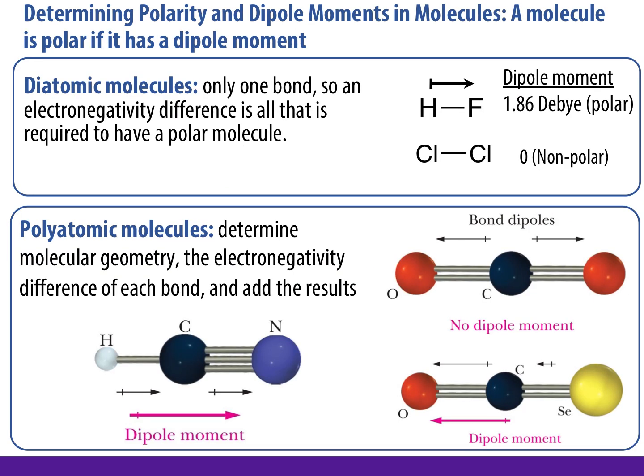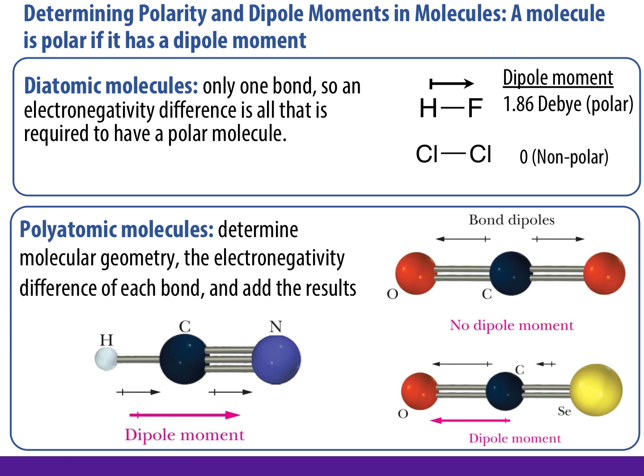If we just have a diatomic molecule, there's only one bond. So if the atoms are of different electronegativity, if we have a polar bond, that will be a polar molecule. HF is polar, with a dipole moment of 1.86. Cl2 has a nonpolar bond. Each atom attracts the electrons equally in that bond, so the dipole moment is 0, and we call that nonpolar.